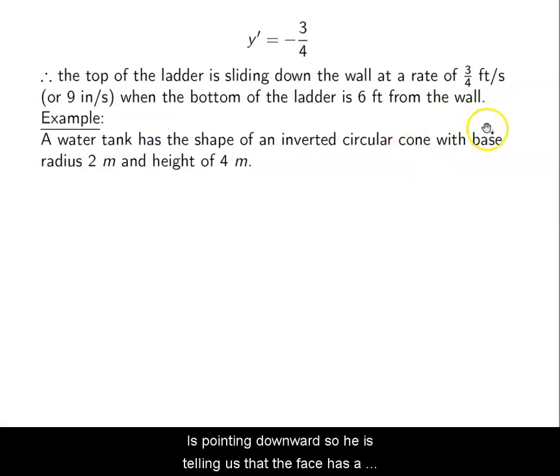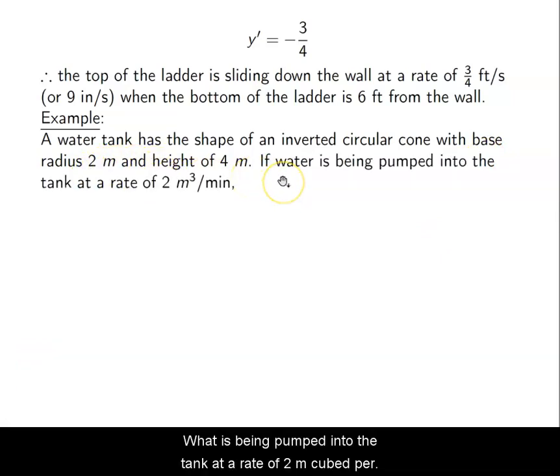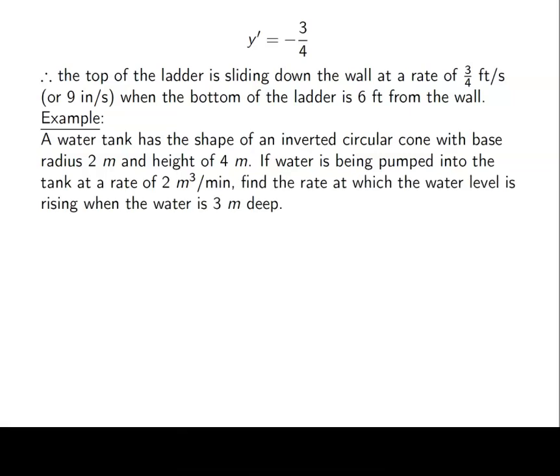Okay. So here it's telling us that the base has a radius of 2 meters and the cone has a height of 4 meters. Water is being pumped into the tank at a rate of 2 meters cubed per minute. You want to find the rate at which the water level is rising exactly when the water is 3 meters deep. Okay, so that makes some sense to me. I would need to read that one more time just to make sure that I understand everything right.